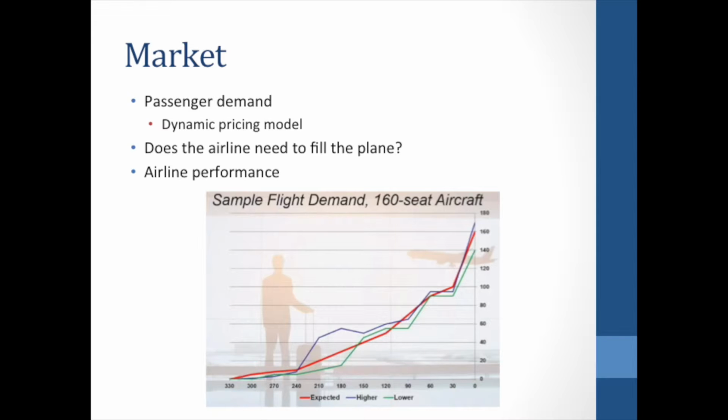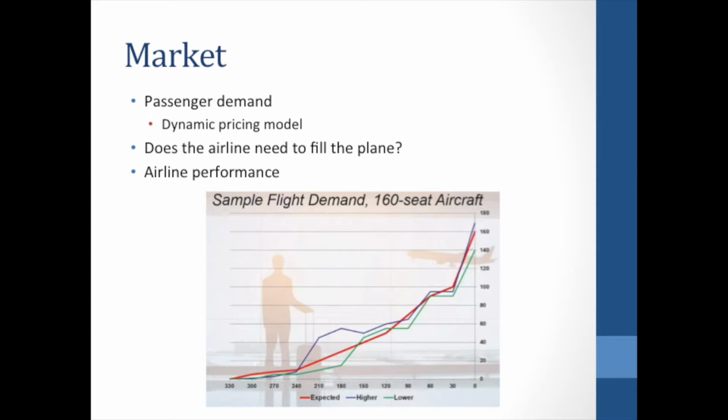In reality, most of this is done through computer systems. Take a look at the graph of a sample flight shown here. The x-axis represents the days before departure, so it starts with when the seat goes on sale 330 days out and ends at 0 when the flight would leave. On the y-axis is the number of seats sold.